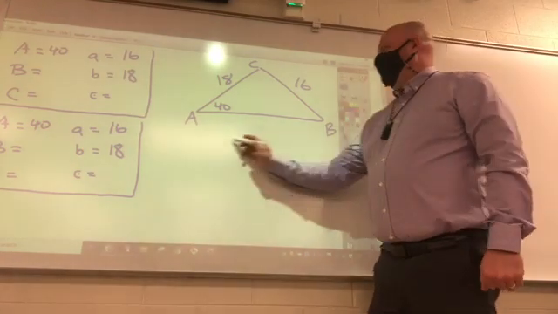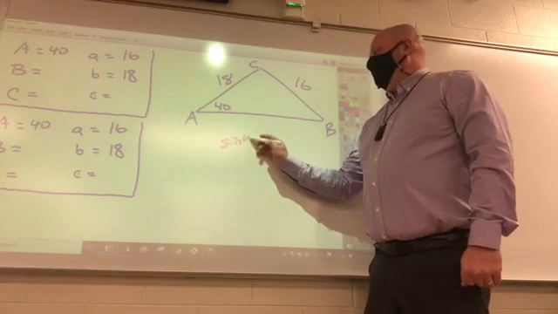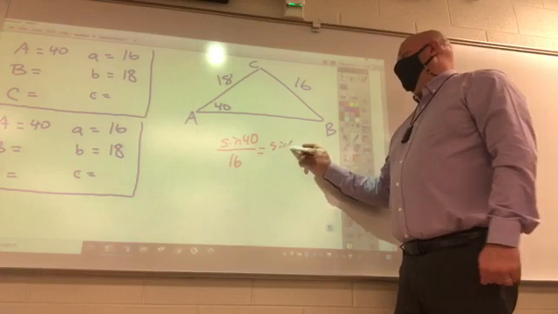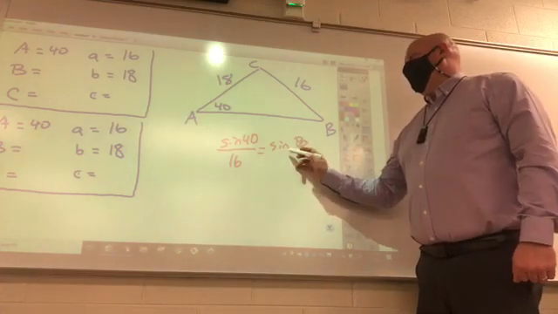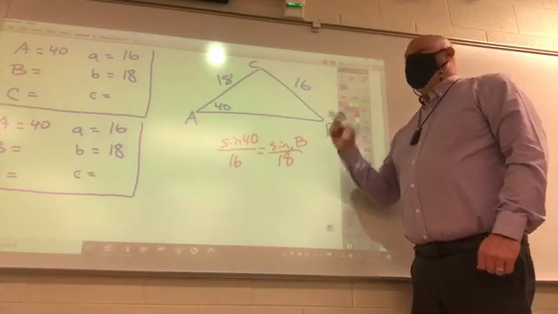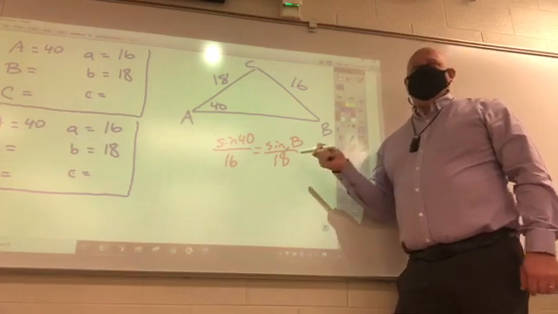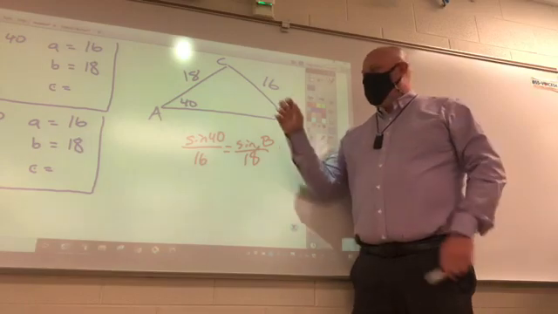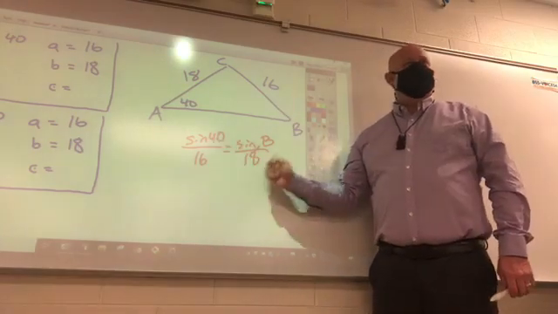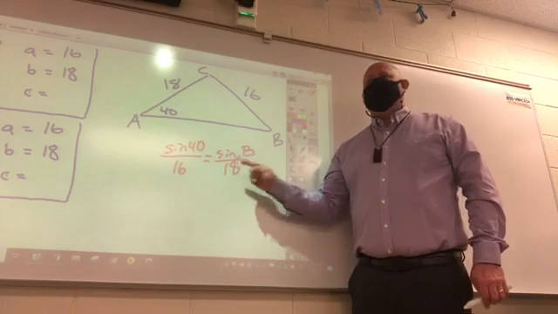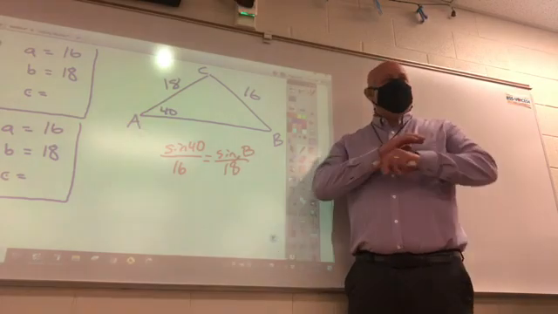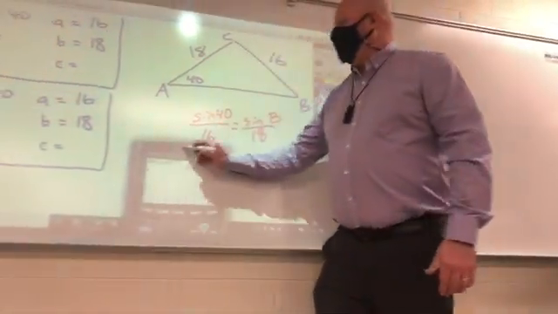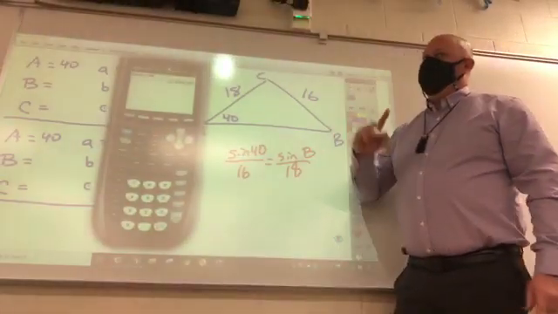Let's start solving. Sine of 40 goes with 16 as the sine of B goes to 18. This right here, this proportion, every single time you have an angle side-side scenario, you're going to have this same basic proportion. This is actually what's causing the entire ambiguous case. Because when you type this in your calculator, and by the way, look what I've already typed in my calculator.